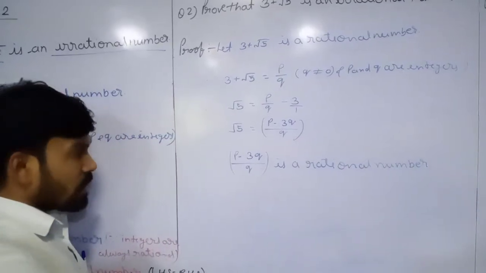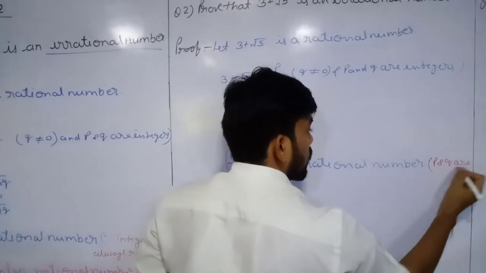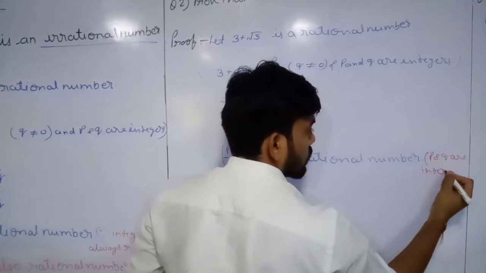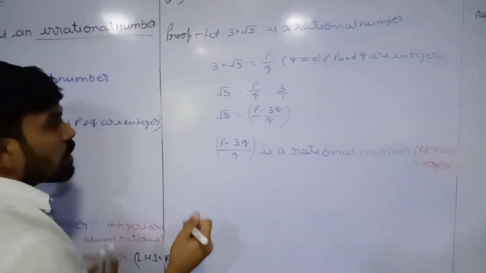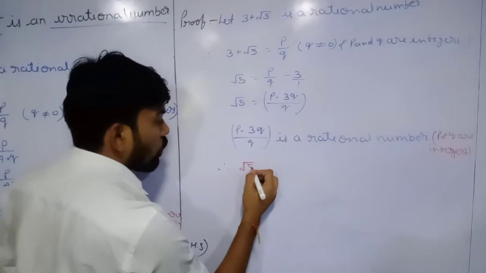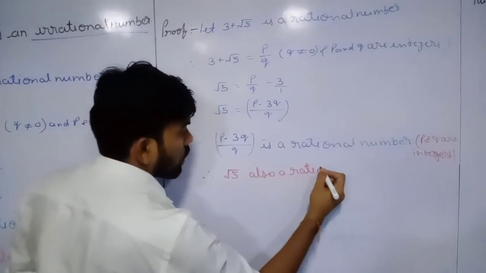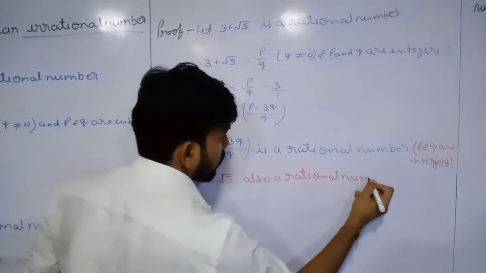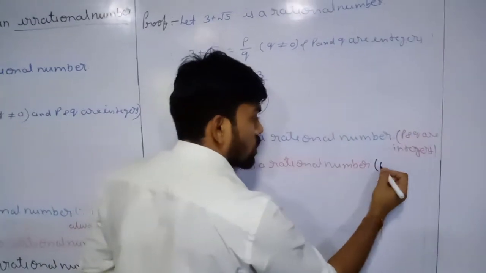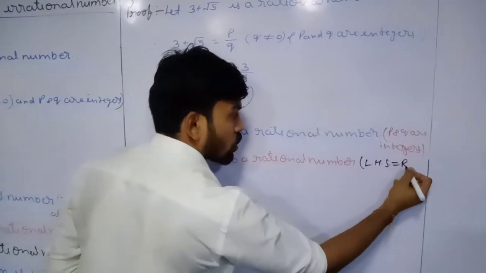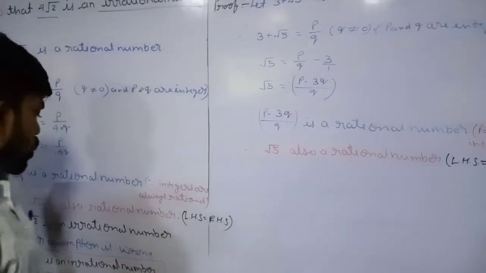As we have the reason, p and q are integers, and integers are always rational, so therefore root 5 is also a rational number. What is the reason for that? Because left hand side is equal to right hand side. Left hand side is rational, so right hand side is also rational.